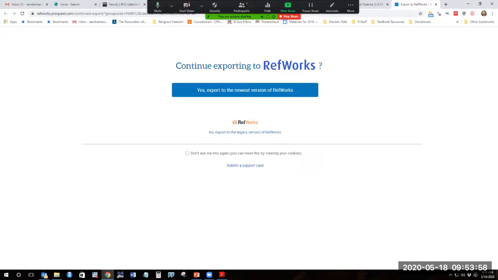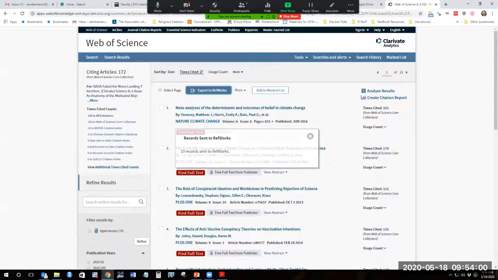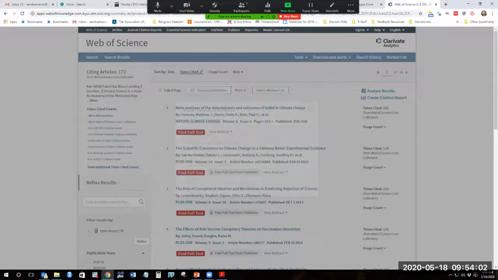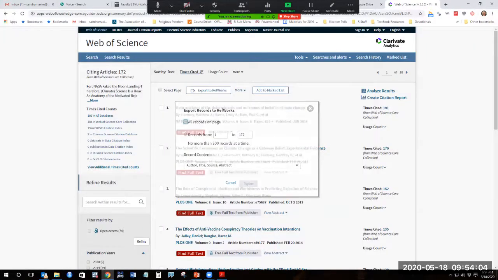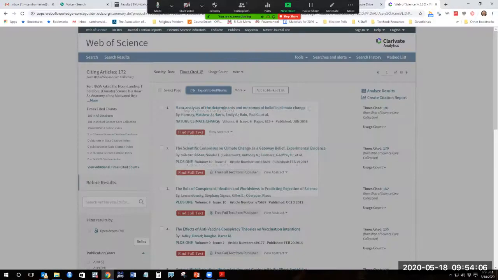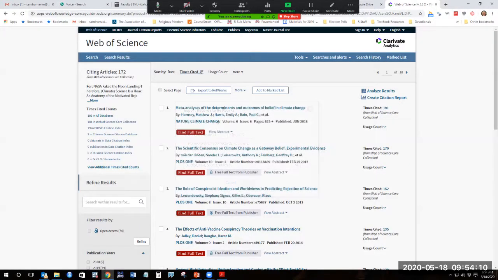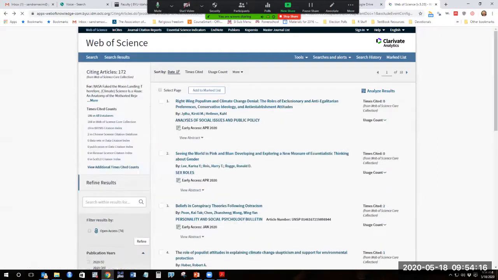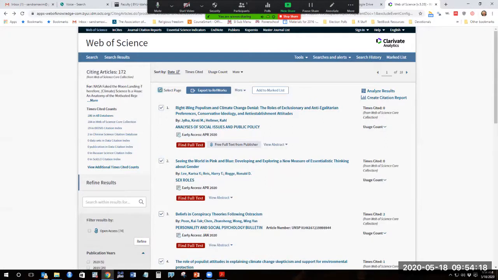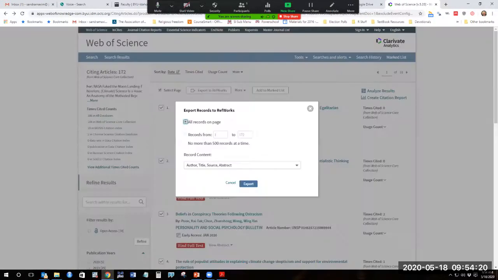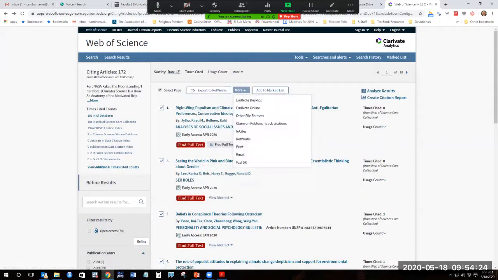Oh, I don't have RefWorks. All right, what am I going to send it to? Export to, not RefWorks. I haven't done from Web of Science to Mendeley before because I don't usually use Web of Science. But the format is RIS. So I select page, then I choose export to, now it's stuck. Okay.